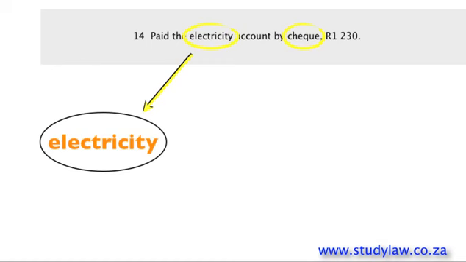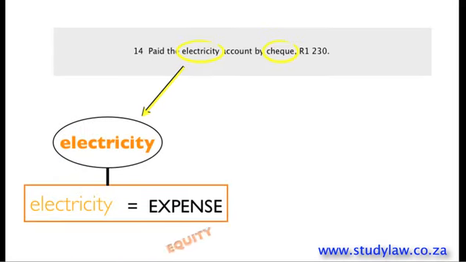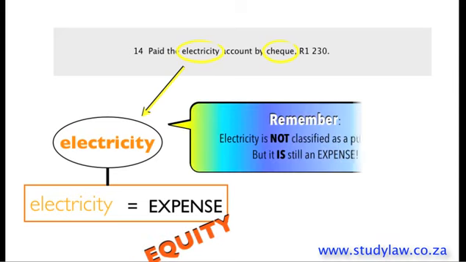When we pay for things, this is regarded as an expense. Remember that electricity cannot be classified as a purchase because it does not fall under the category of goods, stock, merchandise, or inventory. Therefore, electricity will fall under its own account called electricity, but it will still be an expense and it will still affect our equity.